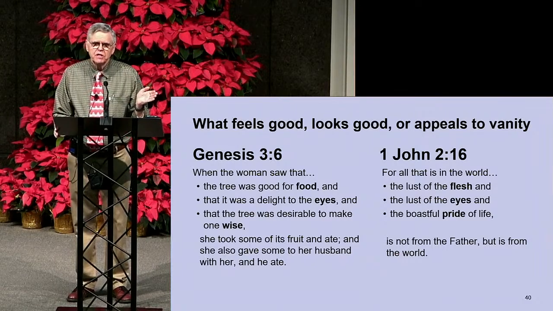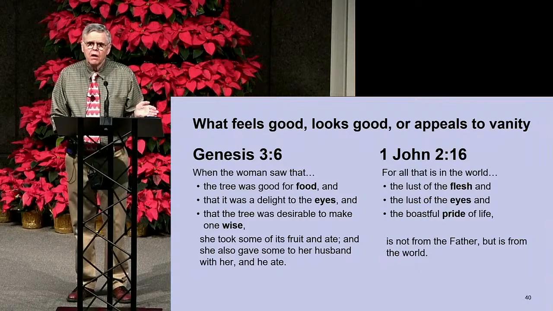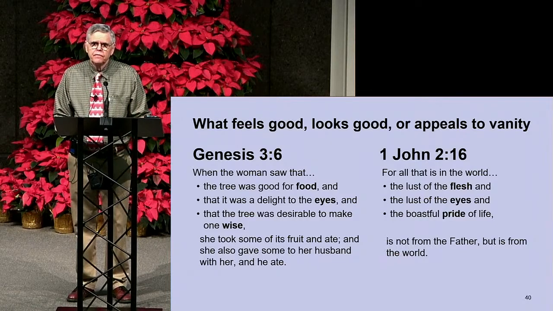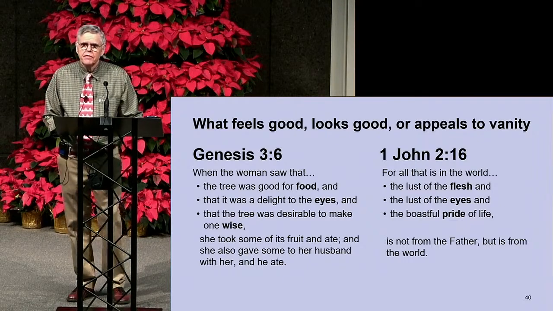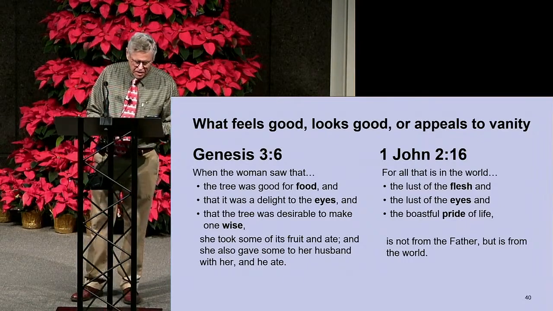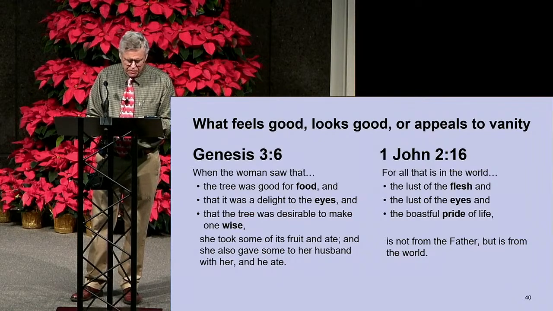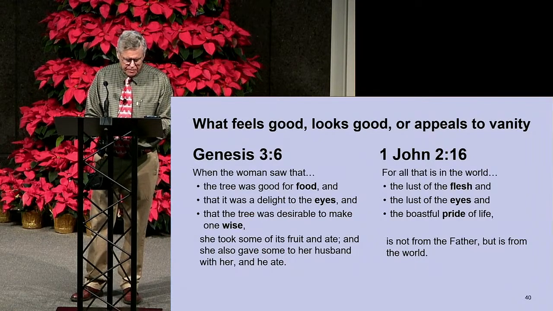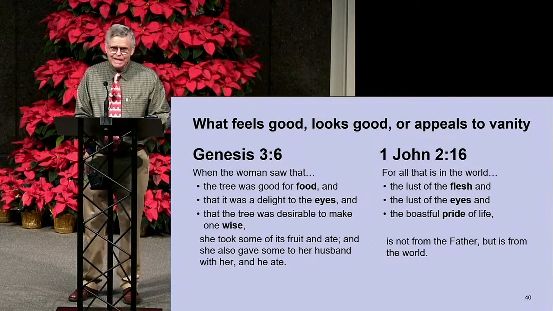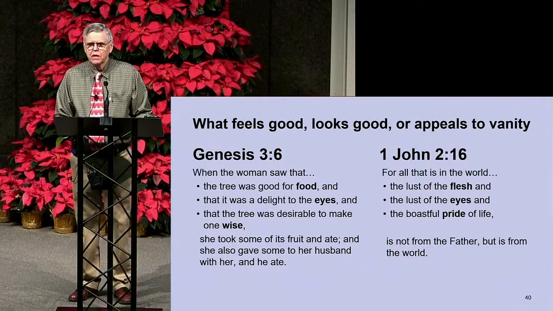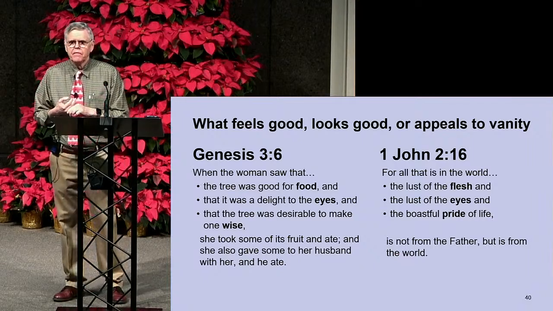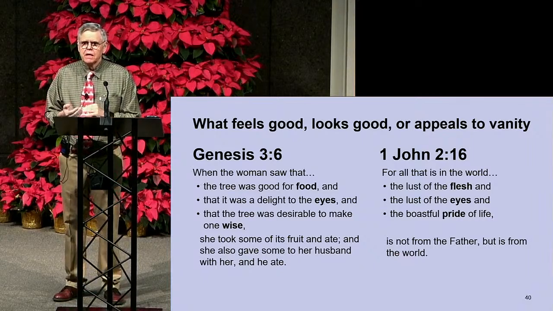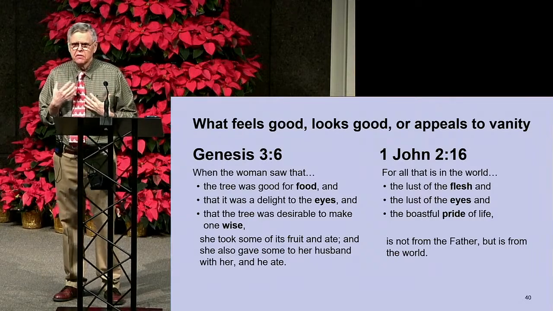Because in Genesis 3:6 it says, when the woman saw that the tree was good for food, and that it was a delight to the eyes, and that the tree was desirable to make one wise, she took from its fruit and ate, and she gave also to her husband with her, and he ate. And so, in a way, there are three aspects of sin that John addresses also. Again, it appeals to the lust of the flesh.